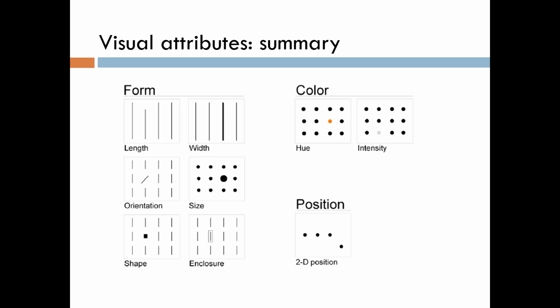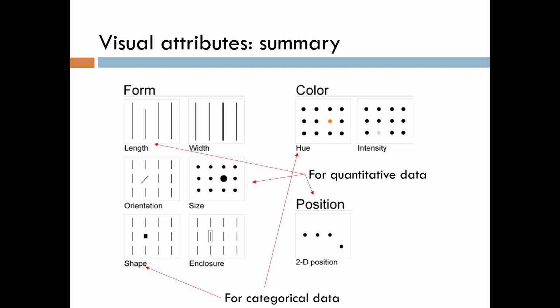In summary, here's a cheat sheet showing some common ways of using visual attributes. You can use any of the following ways to draw attention: form, color, and position. When you want to draw attention to categorical data, color and shape are useful attributes to focus on. When you want to draw attention to quantitative data, length, size, and position are useful attributes to consider. Now, these are not hard and fast rules, however, so if you find some other way of depicting data, go with whatever makes sense to you.